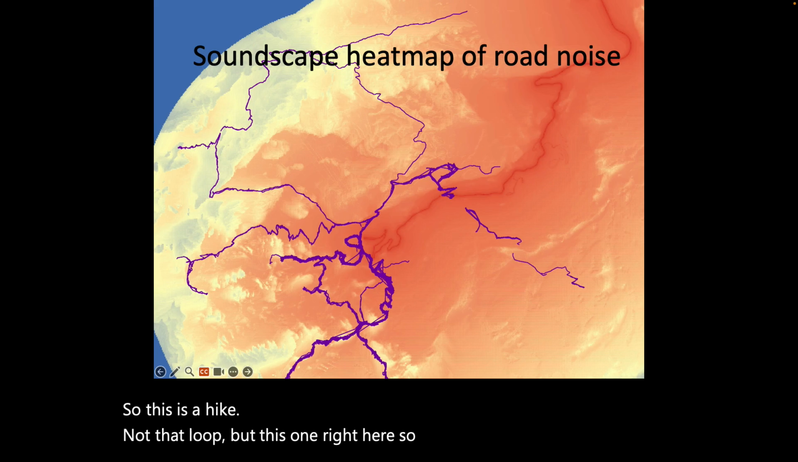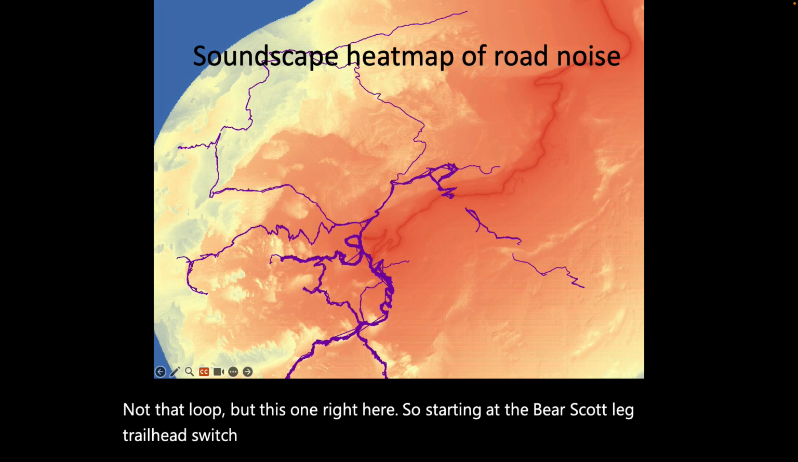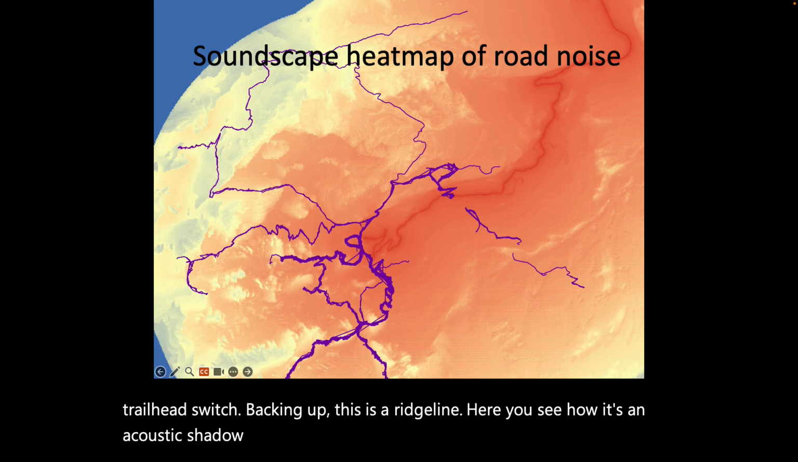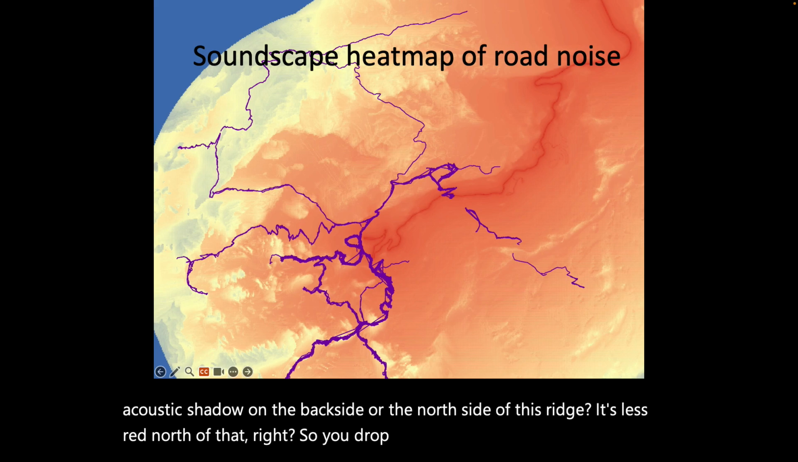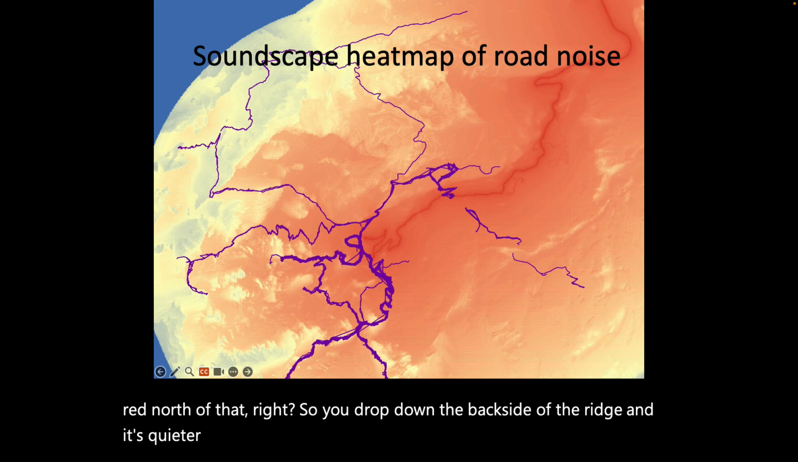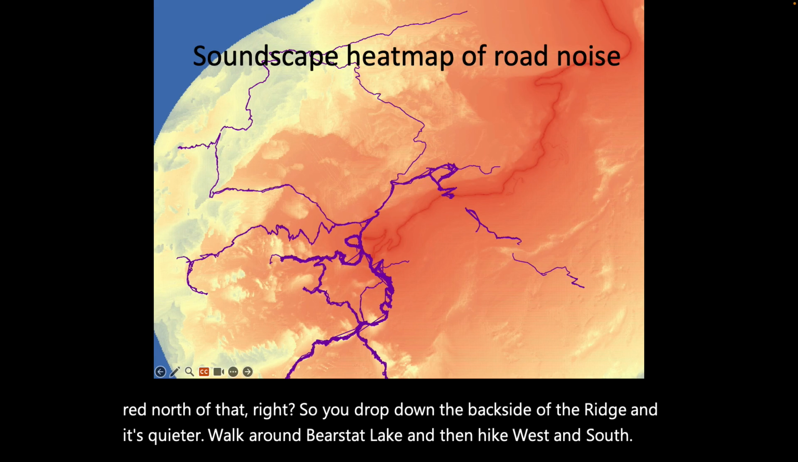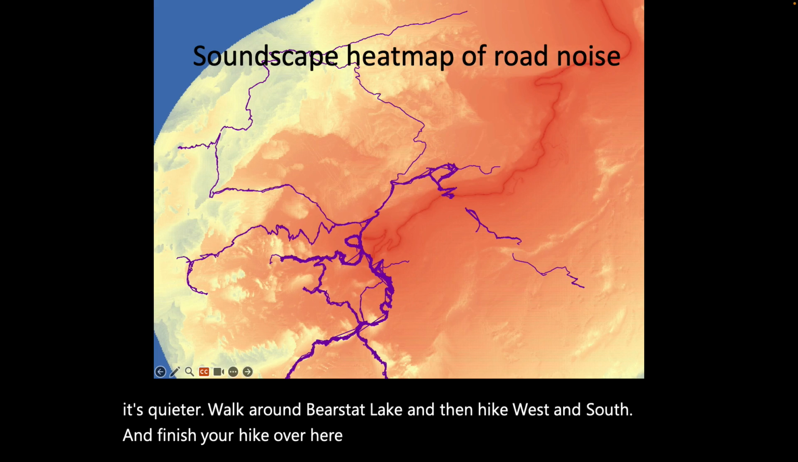So starting at the Bearstadt Lake trailhead, switch backing up, this is a ridge line here, and you see how it's an acoustic shadow on the back side or the north side of this ridge. It's less red north of that, right? So you drop down the back side of the ridge and it's quieter. Walk around Bearstadt Lake and then hike west and south and finish your hike over here, having walked past Bear Lake.